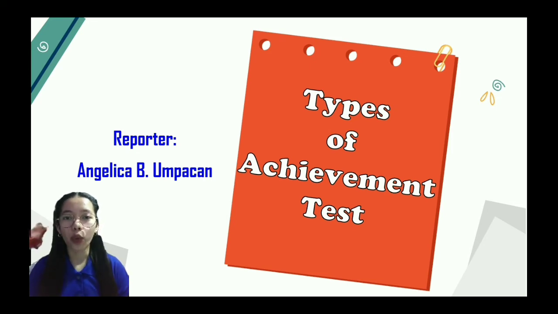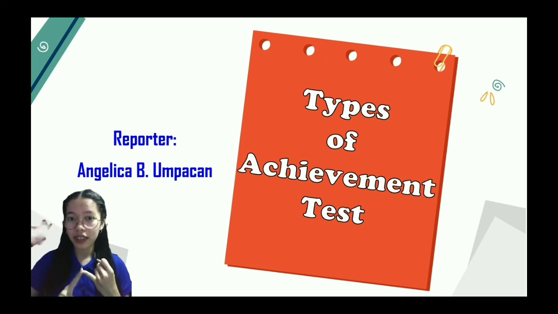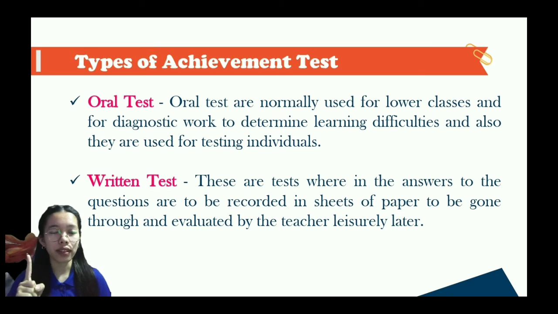And today, I will discuss to all of you the types of achievement tests. Achievement tests can be categorized into four types, which are the oral test, the written test, performance test, and objective type test. So first is oral test.